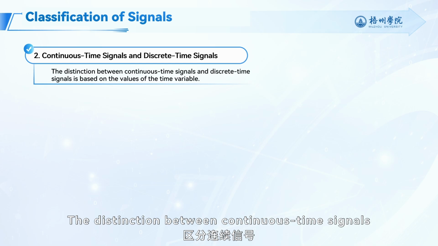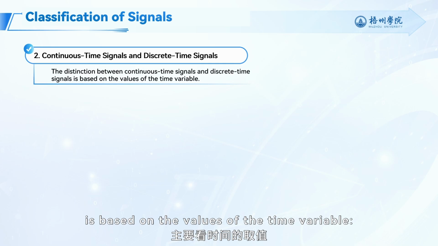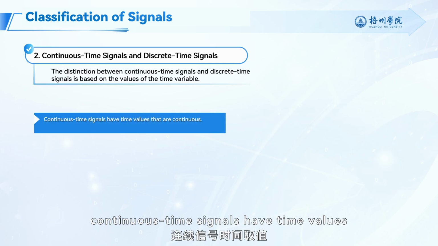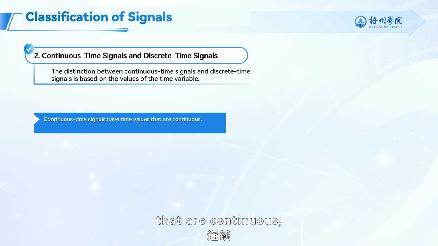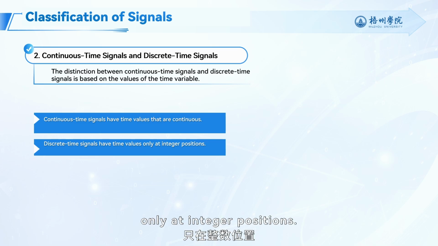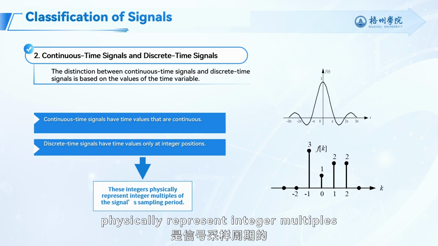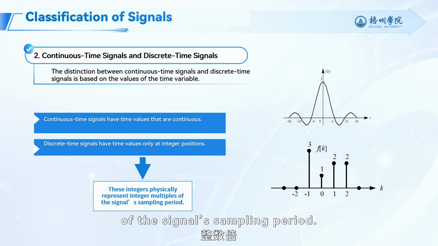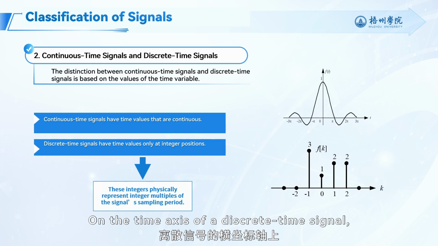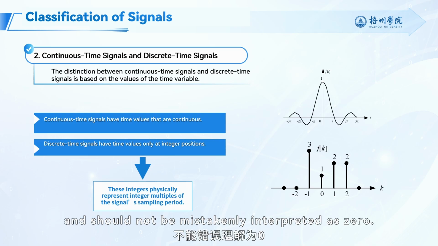The distinction between continuous time signals and discrete time signals is based on the values of the time variable. Continuous time signals have time values that are continuous, whereas discrete time signals have time values only at integer positions. Please note that these integers physically represent integer multiples of the signal's sampling period. On the time axis of a discrete time signal, the signal amplitude is undefined at non-integer positions and should not be mistakenly interpreted as zero.